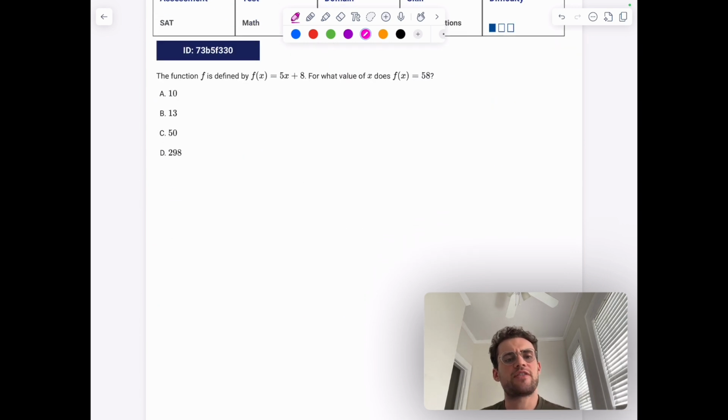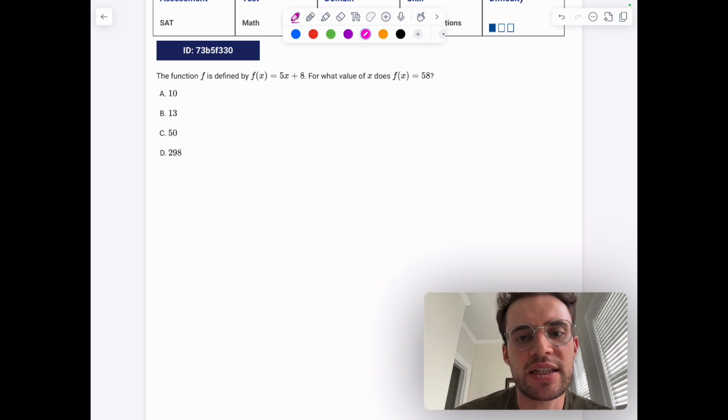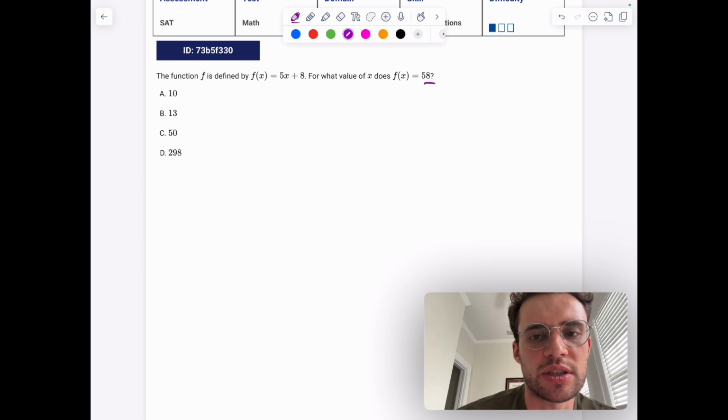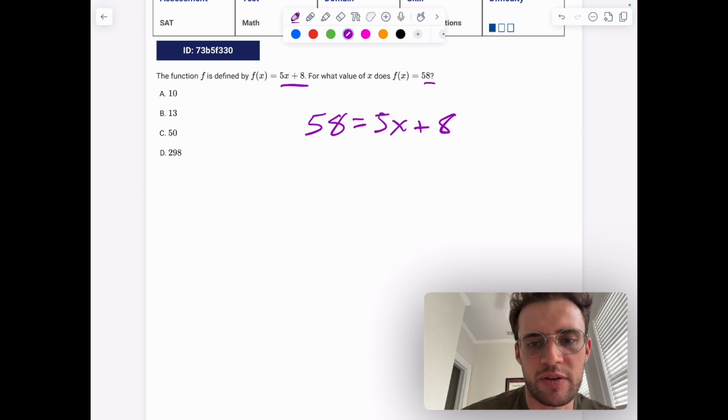The function f is defined by f of x equals 5x plus 8. For what value of x does f of x equal 58? So we'd say 58 is equal to, f of x is 5x plus 8. And just looking at it, you could see it's going to be 5 times 10 plus 8, but still we'll solve it the normal way.